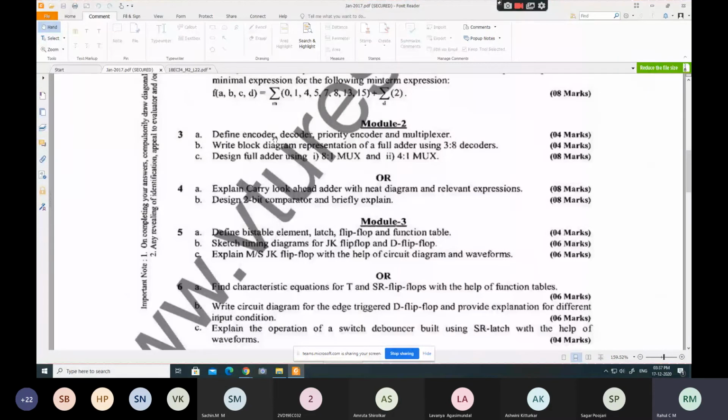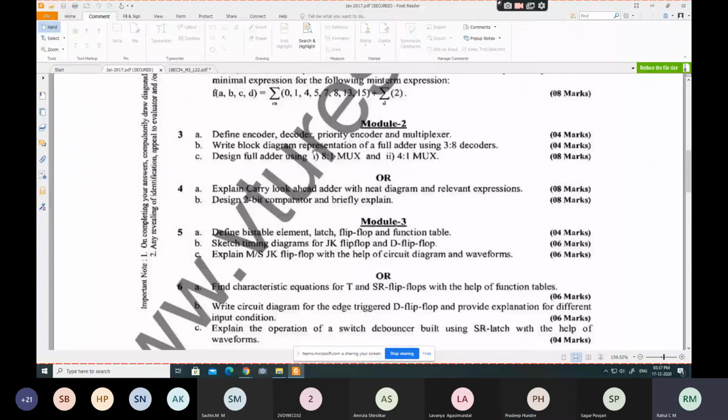Understand? So, mux. When I speak about a mux, how many inputs does it have? It has 2 raised to n inputs. How many outputs? Only one output. How many select lines? n select lines. A mux is a digital circuit which selects one input among 2 raised to n inputs depending on the n-bit select line. Getting? Yes.